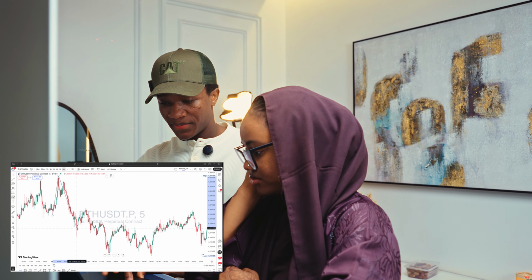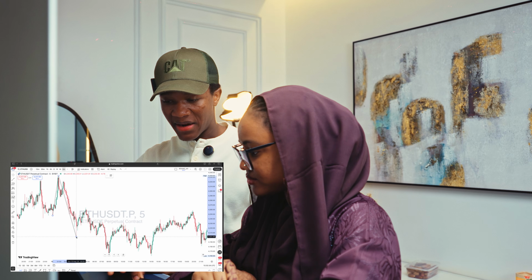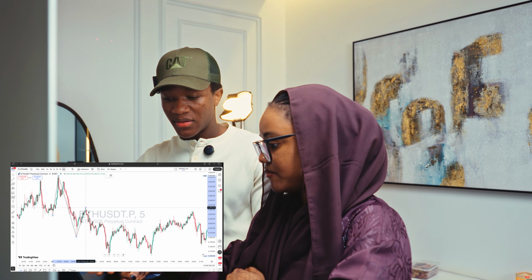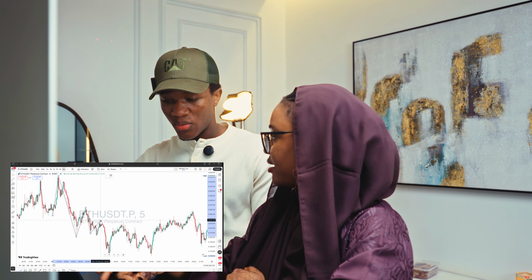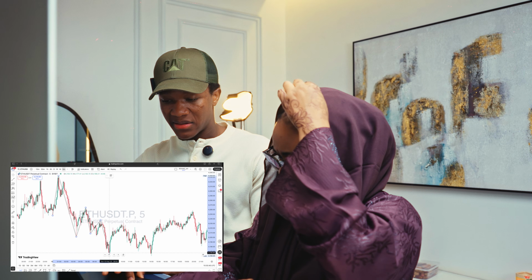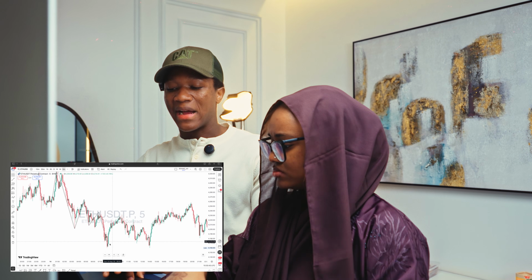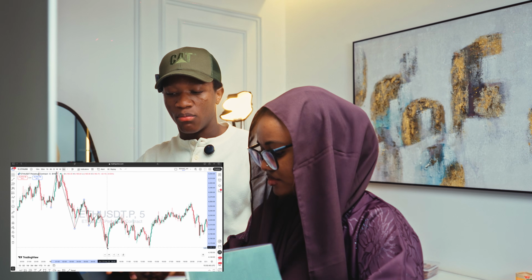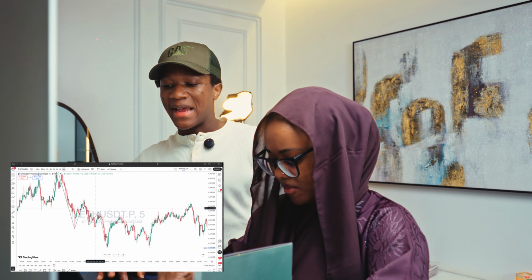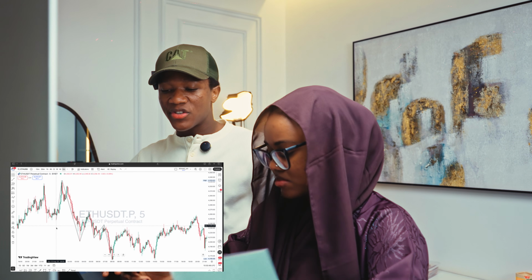Trend line. What's this? Another move. Okay. What's this? Lower. What's this? Lower. What's this? Lower. So just like I said, you need to train your eyes to just see it. It's not your fault. But with time, you'll be able to see it.